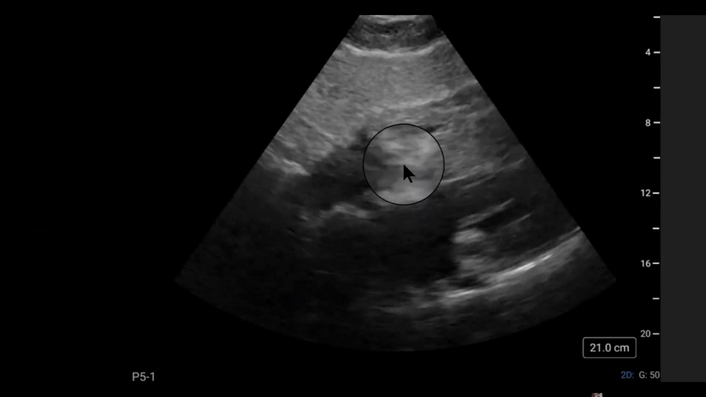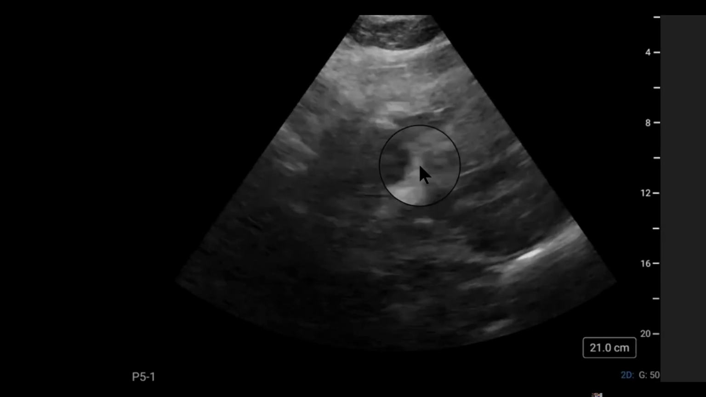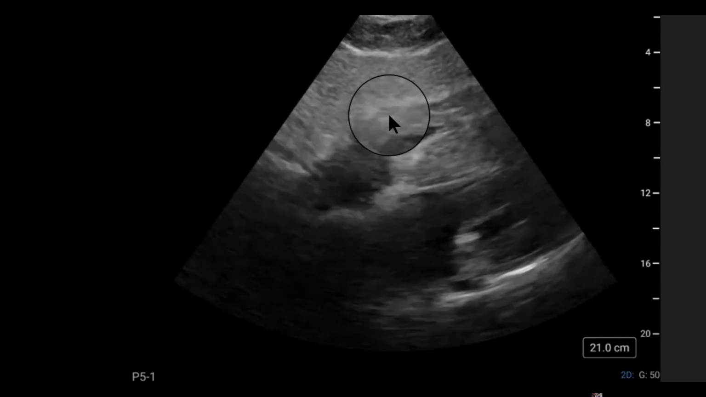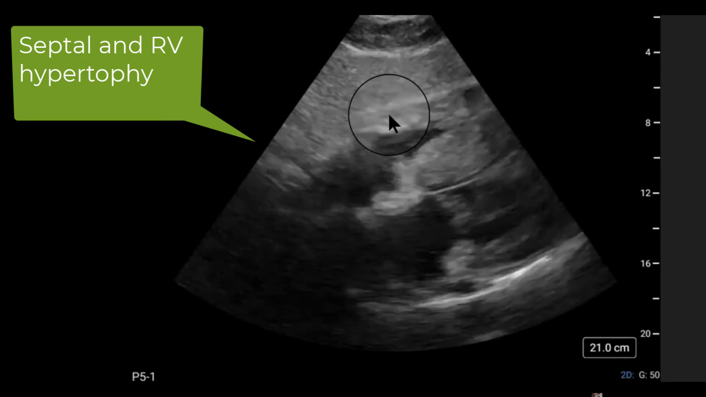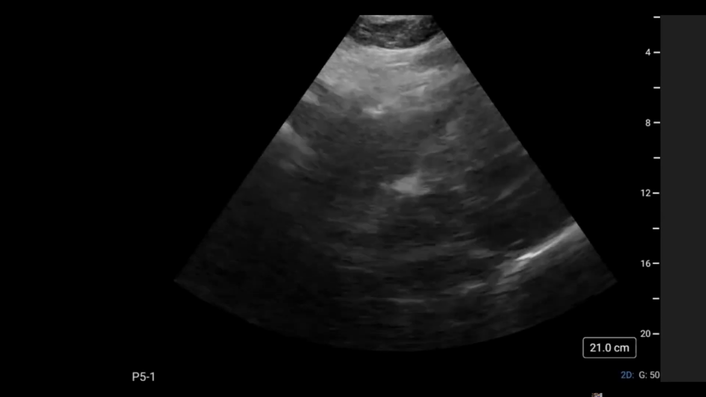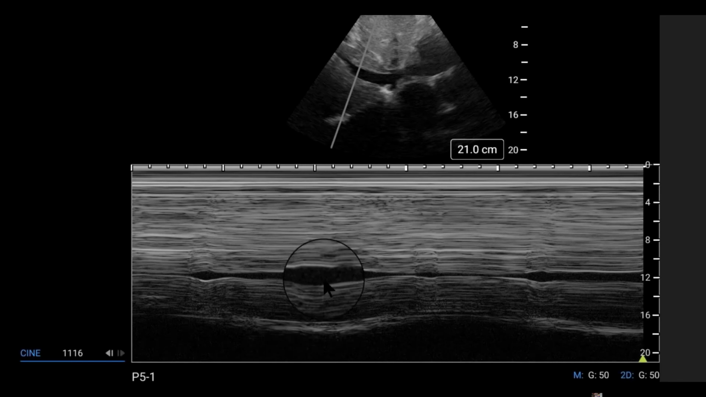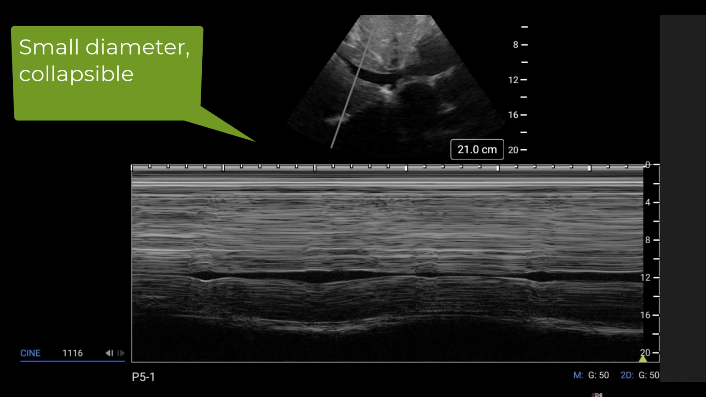Our subcostal view, once again confirming this very hypertrophied septum, with also some degree of RV hypertrophy here. And our IVC with a small diameter and very collapsible.